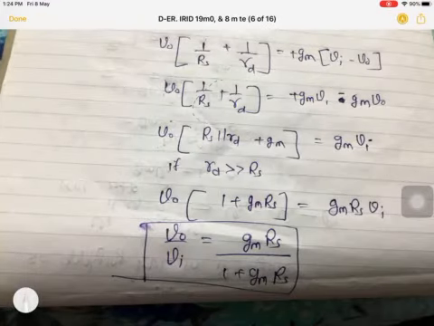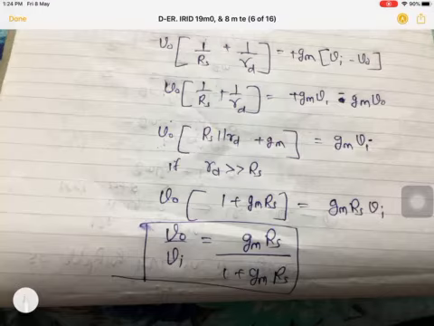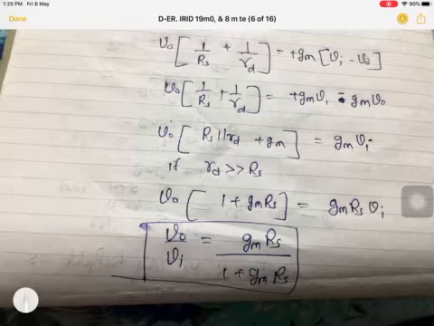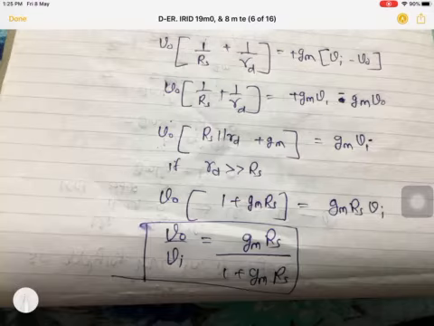Since 1 by RS plus 1 by RD is nothing but RS parallel RD, I am taking GM V0 this side, so it is RS plus RD plus GM. If RD is not given, then it is assumed to be infinite. Just like in BJT, it is also assumed RD is not infinite but very high compared to RS. So if RD is much greater than RS, this whole parallel combination will be replaced by RS.